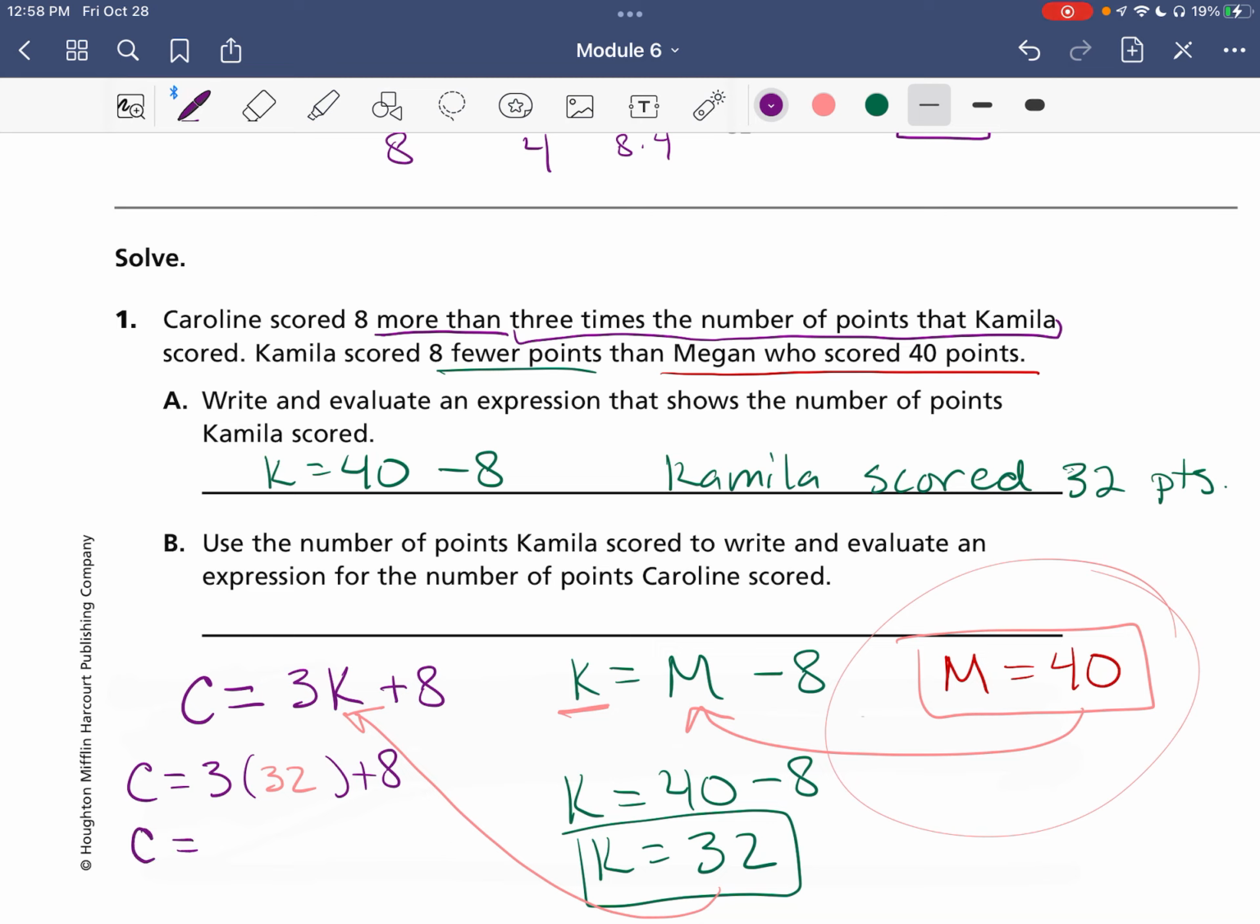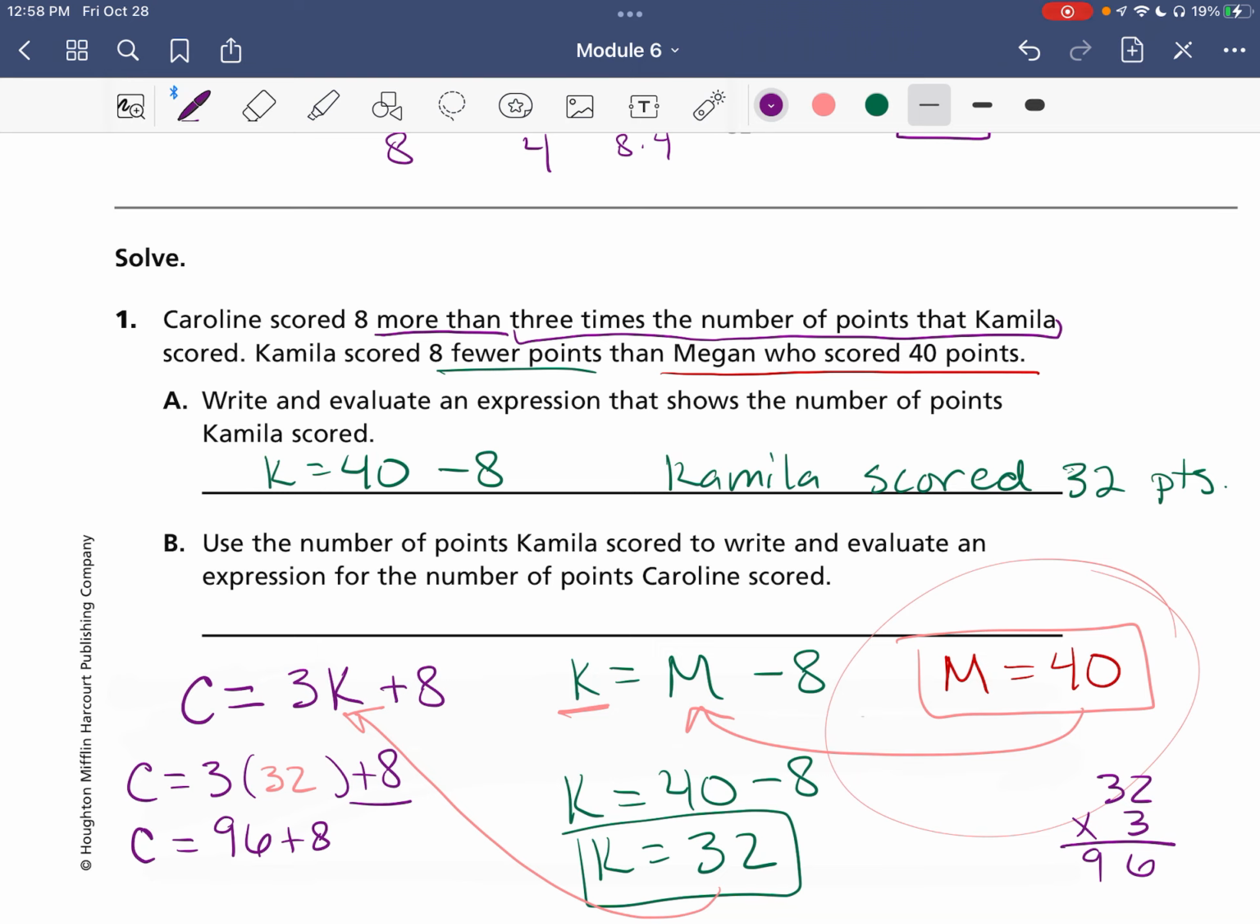So what does 3 times 32 equal? Let's see, we'll do that over here. 32 times 3. 3 times 2 is 6. 3 times 3 is 9. And then we still need our plus 8 here. Add that together. And then again, pause the video and put that answer into a sentence. What are you trying to find? We get these answers and we have to make sure we're following which question we're answering.